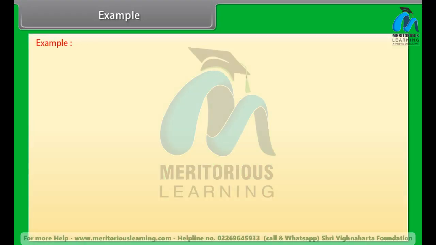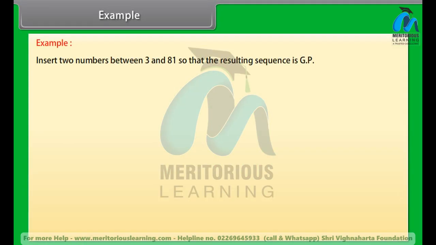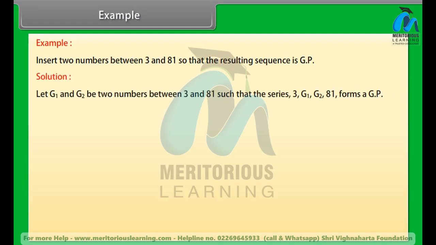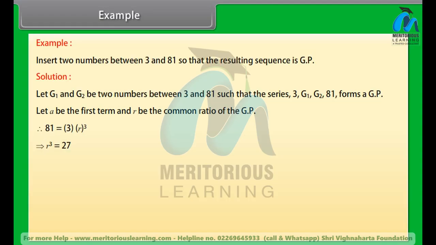Example. Insert two numbers between 3 and 81 so that the resulting sequence is GP. Solution. Let G1 and G2 be two numbers between 3 and 81 such that the series 3, G1, G2, 81 forms a GP. Let a be the first term and r be the common ratio of the GP. Therefore, 81 is equal to 3 into r cube. It implies r cube is equal to 27. Therefore, r is equal to 3, taking real roots only.